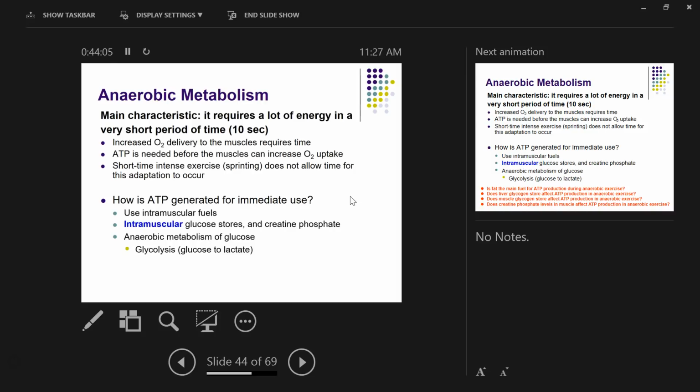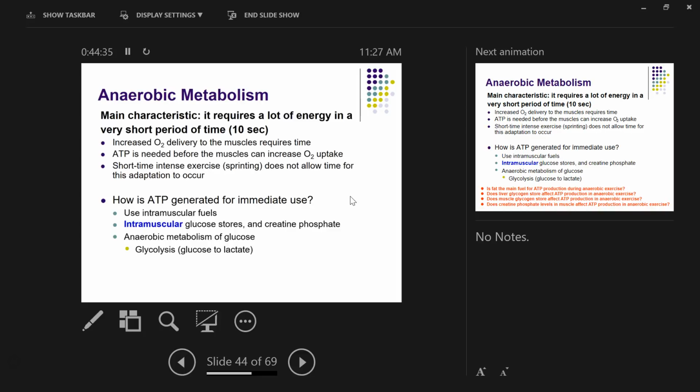The other important characteristic of anaerobic metabolism exercise is that glucose is only partially oxidized through the glycolysis pathway. It will not be completely oxidized because you don't have enough oxygen to completely oxidize glucose. So this type of exercise will generate a lot of lactate.